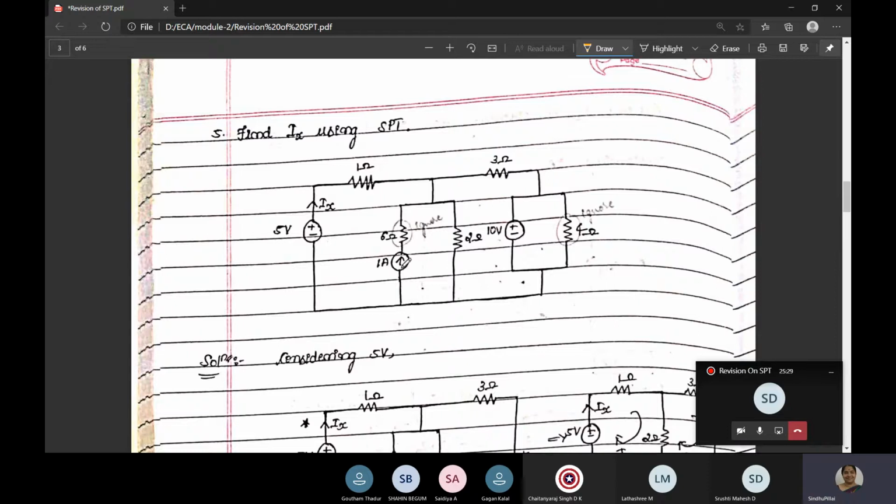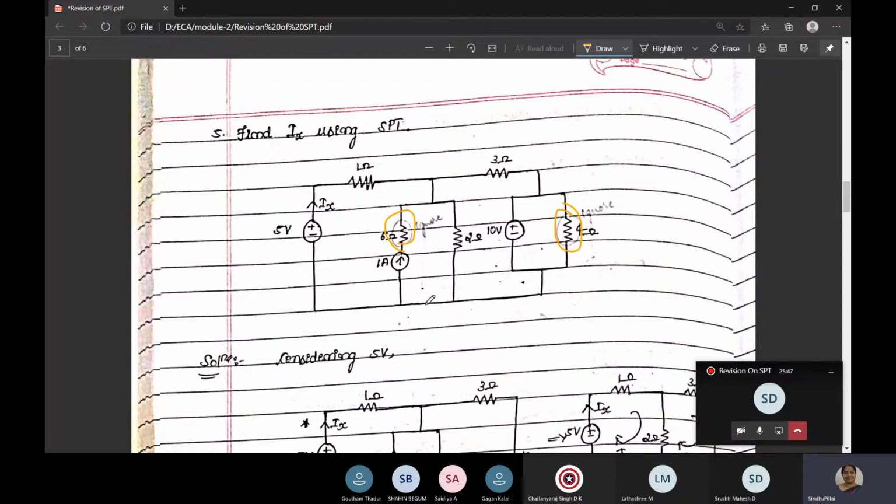First, in this circuit, the series resistance of the current source should be ignored, and the parallel resistance of the voltage source should be ignored. Both should be removed from the circuit. You should not consider them. They have given that as extra. Next, considering 5 volts.